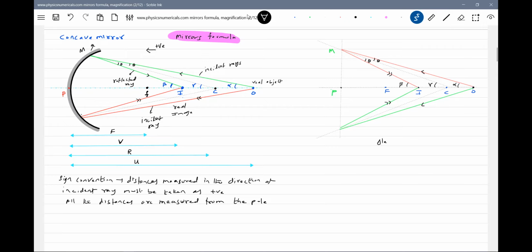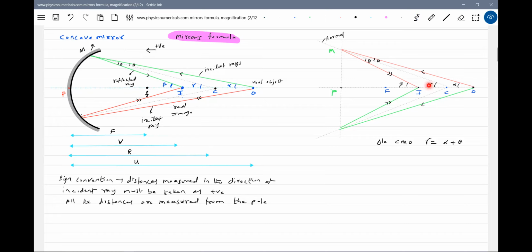Triangle CMO. In the triangle CMO, gamma should be equal to alpha plus theta. So first of all, what are alpha, beta, gamma? What is theta? Theta here is the angle of incidence, which should be equal to the angle of reflection, and this will be a normal.